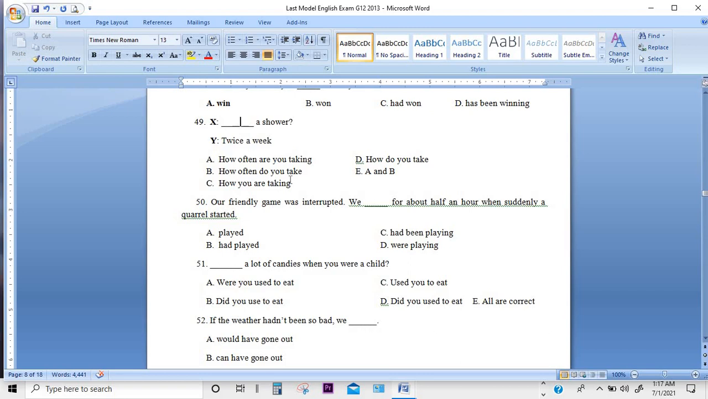So how often do you take a shower? How often are you taking? Now we don't use continuous tense for such questions. Okay, how often are you taking? No, how often do you take? Only B is I think our answer. We don't use continuous tense here. How often do you take a shower? Twice a week.